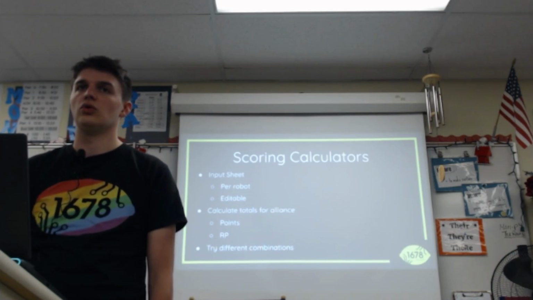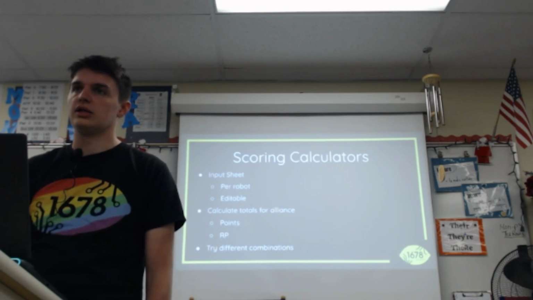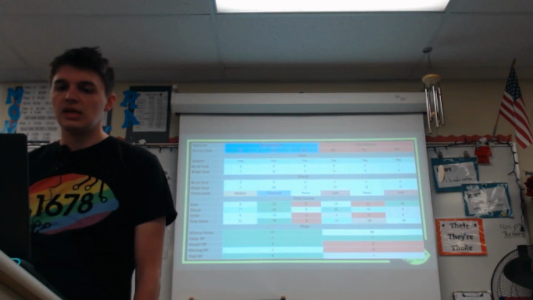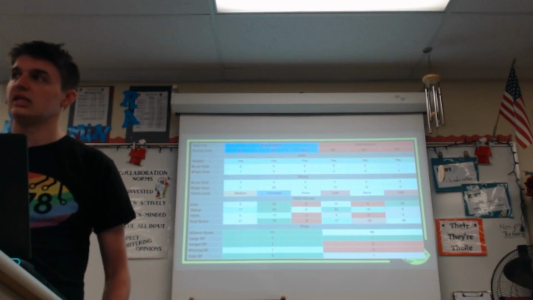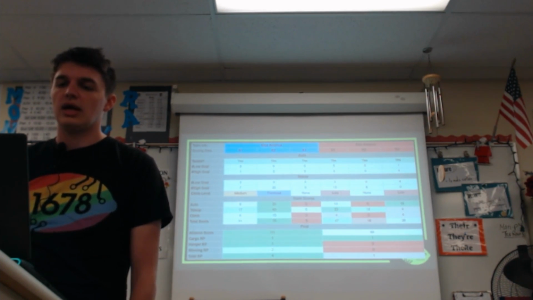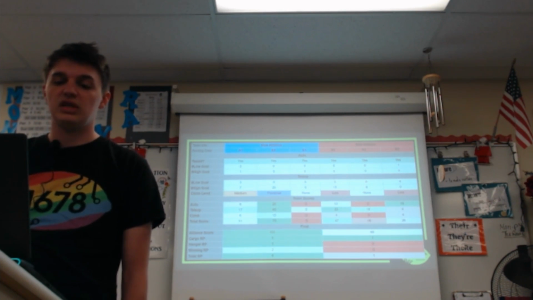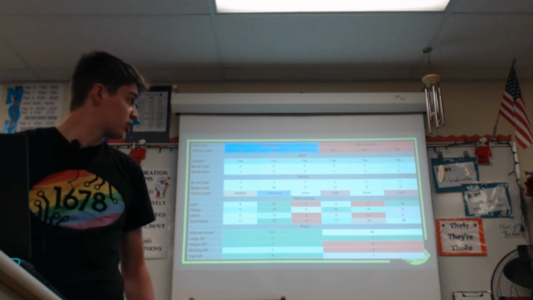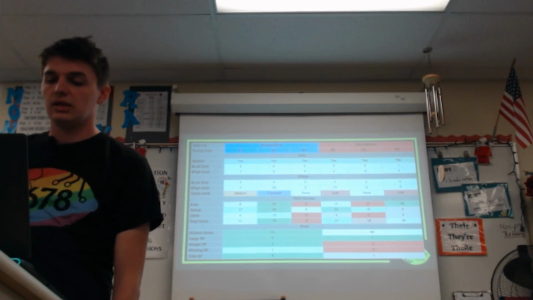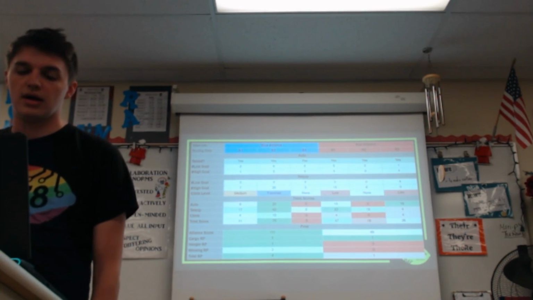Is it worth it to score something? Is it worth the trade-off to score on the non-linear scoring game piece? I included an example of our 2022 scoring calculator. It has 3 robots per alliance, and all of these up to total score are inputs, and it will calculate the total score for the alliance. It'll show whether they get the ranking point and whether they win.